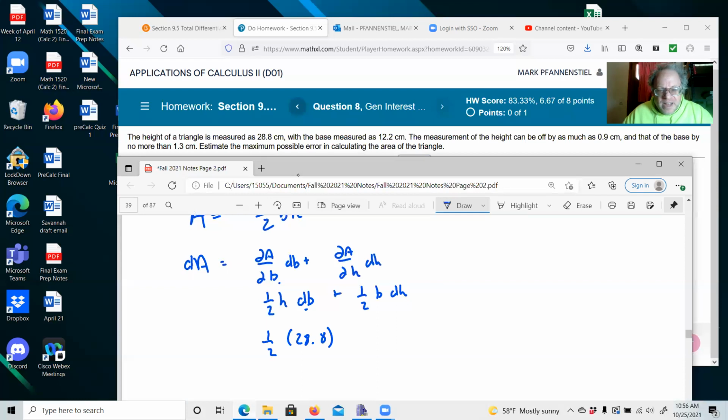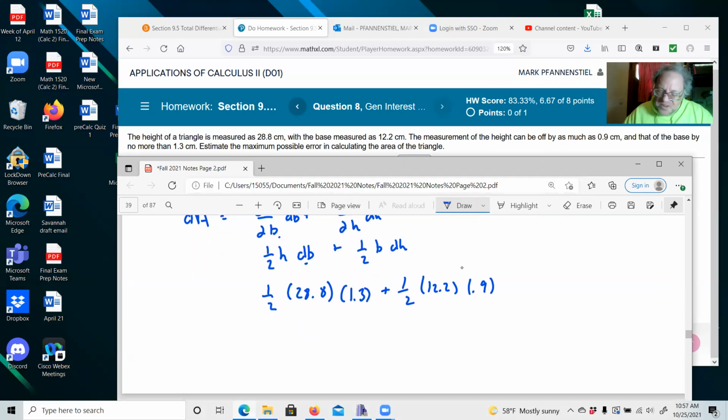So the height, we got that written down, and our dB base could be off by no more than 1.3, plus 1/2 our base. What is our base? Our base is 12.2, and the height could be off by no more than 0.9. You say, how do you do that? Look, to be honest with you, we never did anything like that.